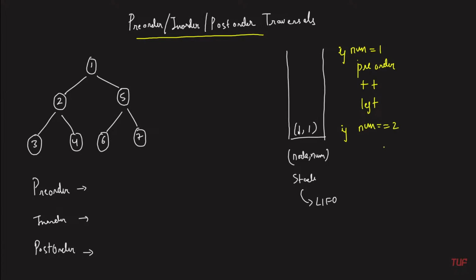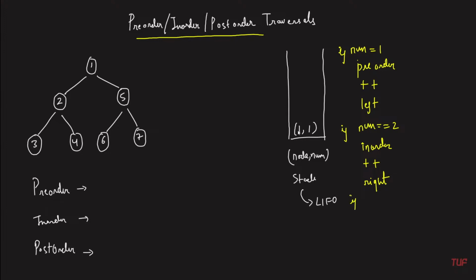Whenever you get a number equal to 2, you will say that this is the second time. As you know, in pre-order it's root, left, right, so that's first. In order it's left, root, so root is in the second. So the number is 2, and you'll take it to the in-order. I will increment the value, and I will push if there exists a right, because after left, root, there is right.